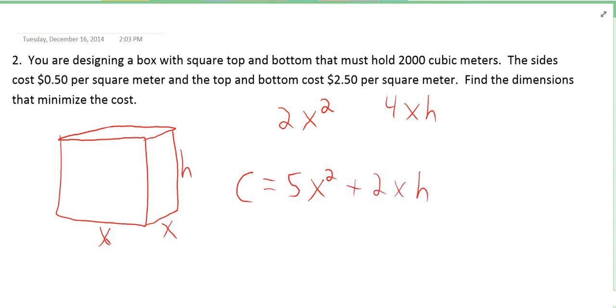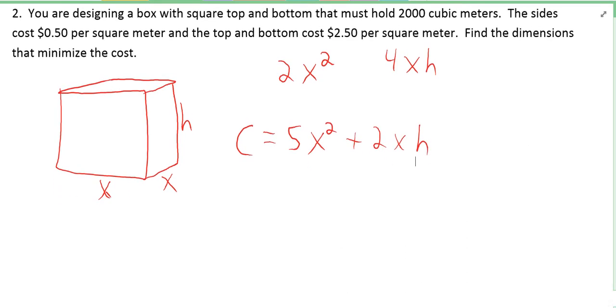Wait, are you multiplying 2x squared by 5? I'm multiplying 2x squared by $2.50. Okay?